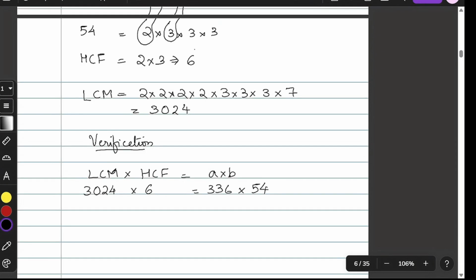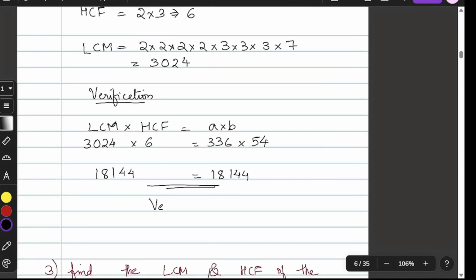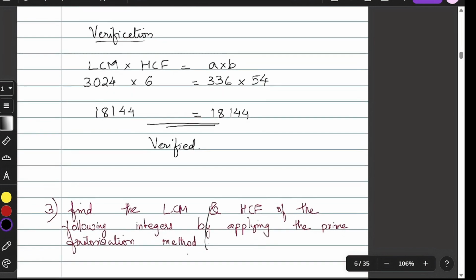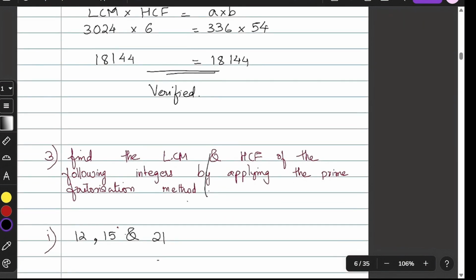What is 3024 into 6? 18144. Similarly, what is 336 into 54? That's also 18144. Hence, I can write it here what? It's verified. Clear? Okay. Now, we can move on to the next part.